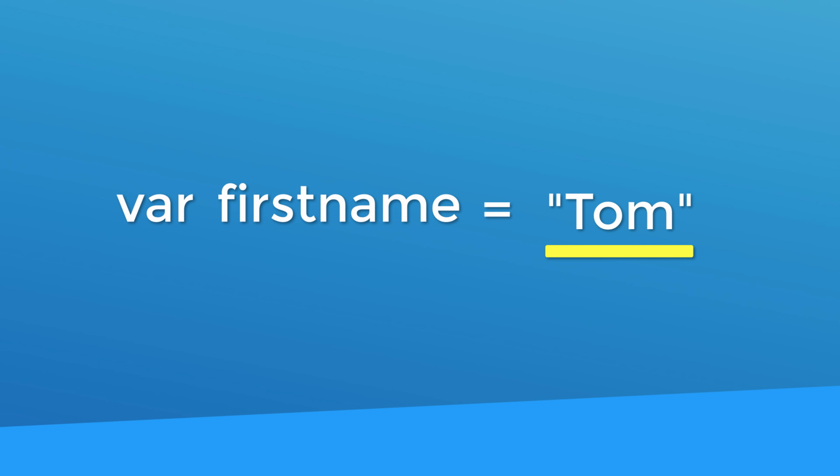We've got a piece of text data, Tom, and we need a variable to keep track of it. So we're declaring a new variable using the var keyword, and we're calling this variable firstName. And then we're using the equal sign to assign that piece of text data to this firstName variable. Now let's jump back into the playground and try this out.